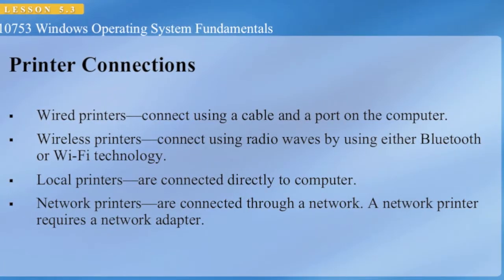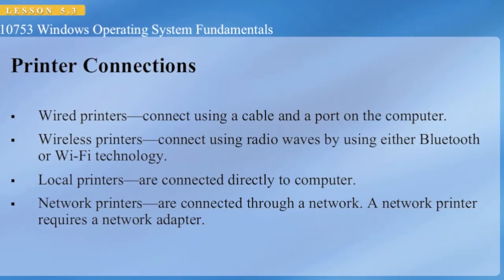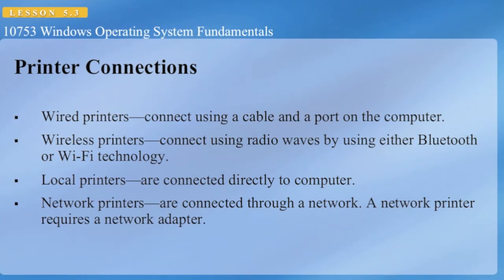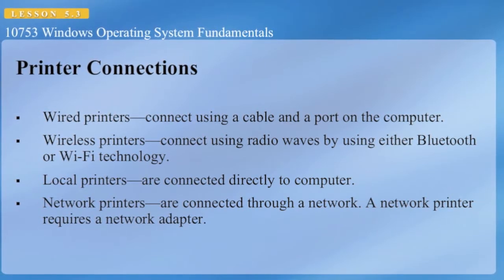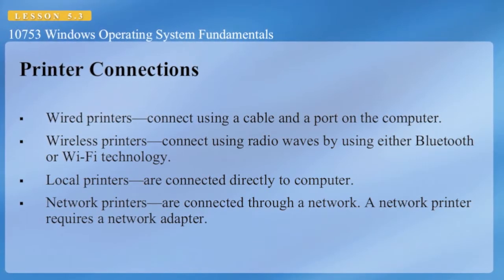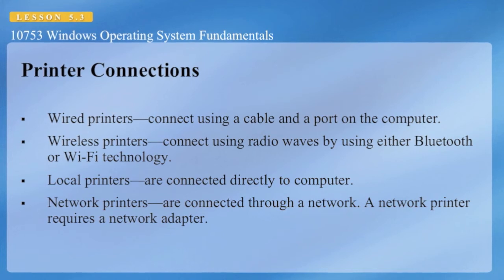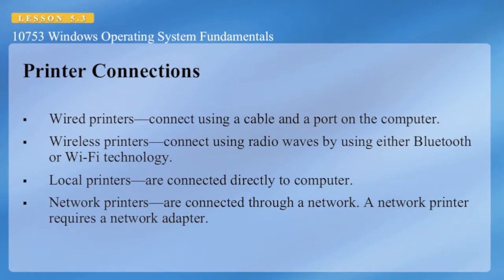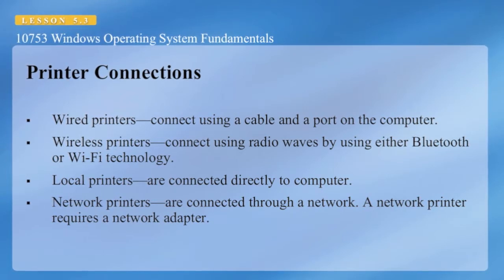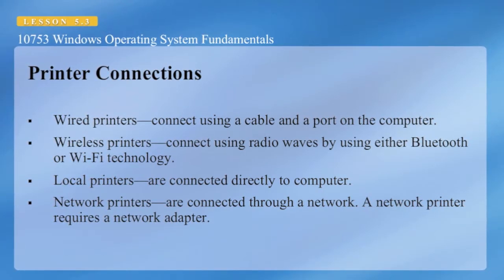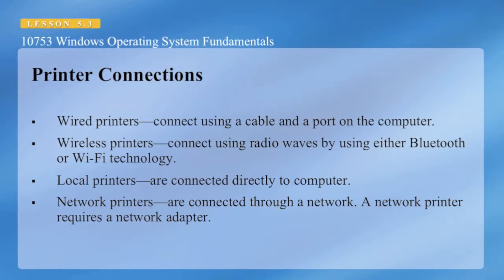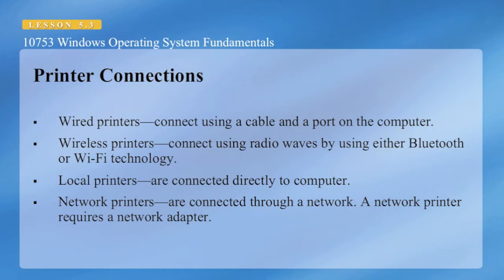Printers can be connected to your computer in different ways. One of the ways is a wired printer, which uses a cable or a port on your computer, such as the USB or the parallel port. We have wireless printers, which use Bluetooth or Wi-Fi technology. Your local printers are connected directly to your computer. And network printers are connected through a network. A network printer requires a network adapter. So wired or locally attached printers that are not network capable can be shared from another computer or a print server device.